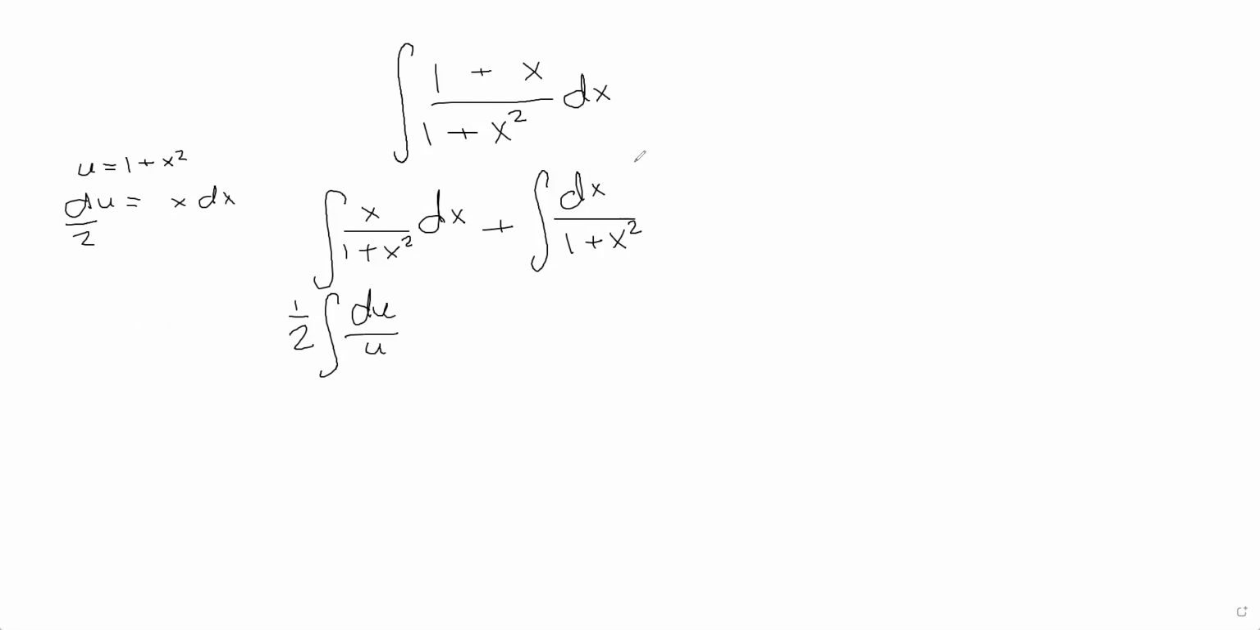The first part played nicely because the degree of the top was 1 less than the degree on the bottom. So things work out super, super nicely in that case. We can do a simple u substitution and get a simple answer. But unfortunately, we can't do anything like that for the second integral. We're going to have to do a different kind of substitution.